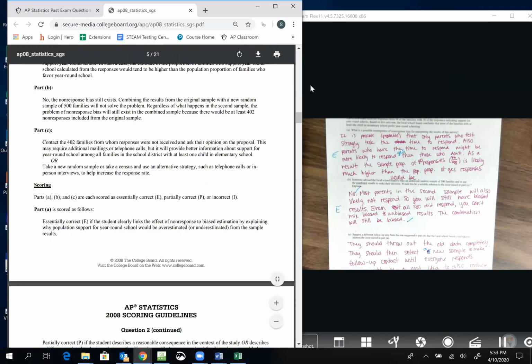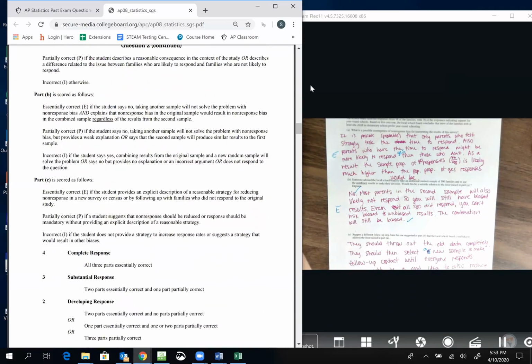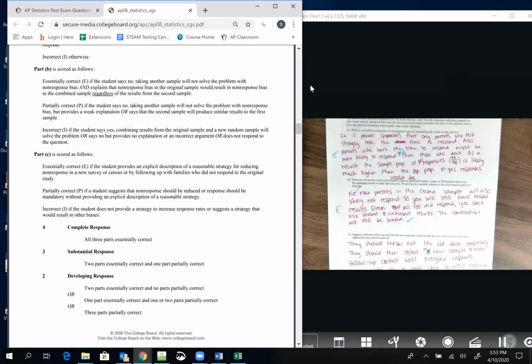Yes, so they're saying the same. Basically, you need to be making follow-up contact with people who don't respond the first time. That's essentially the minimum requirement you need. Essentially correct if they provide an explicit description of a reasonable strategy for reducing non-response in a new survey or by following up with those who did not respond to the original study. But somewhere in there, you have to talk about follow-up contact to make sure you get everybody in your sample.